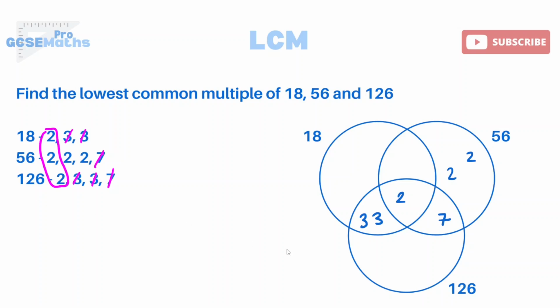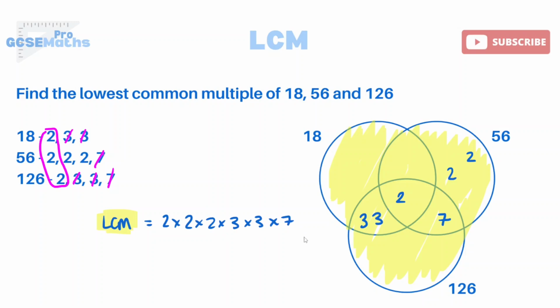Now, as we said, the lowest common multiple is multiplying all of those together. In this case, though, remember, it kind of looks like I've got 33 there. Obviously, it's not. So just remember that it's 2 3s and not 33. So I've got 2 times 2 times 2 times 3 times 3 times 7, which again I'll put in the calculator, and that gives me 504.